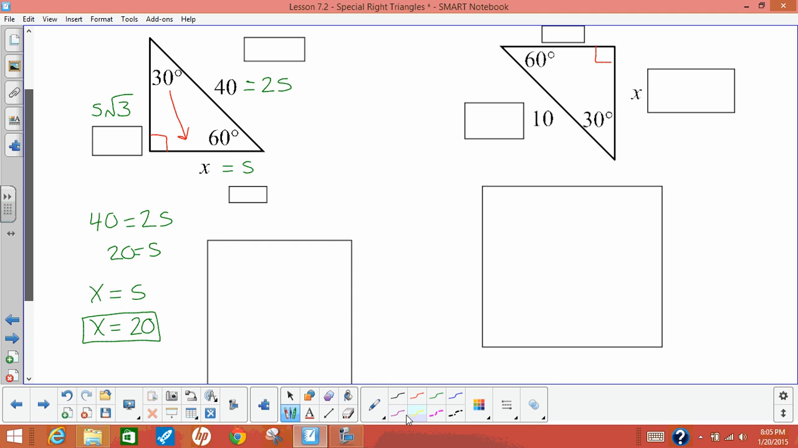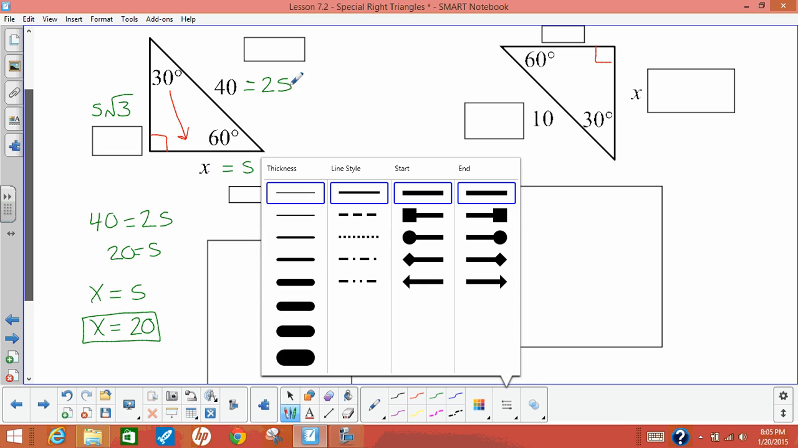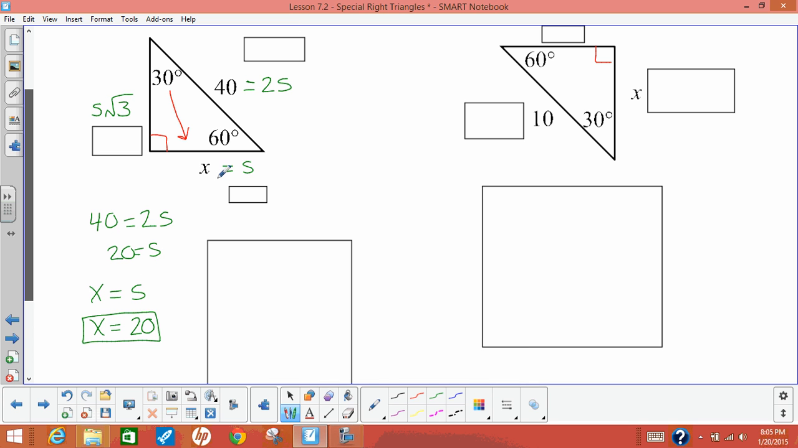Just as a quick note, even though I didn't ask you to do this, if I took s and plugged it in and wanted to find the longer leg, I would just plug in 20 here, and that would give me 20 root 3. So I could actually find the other missing side.